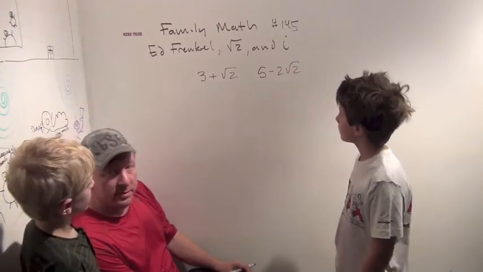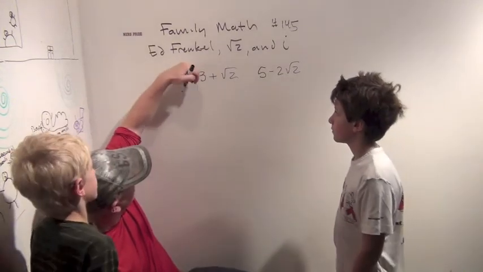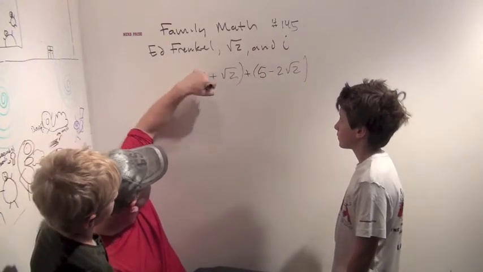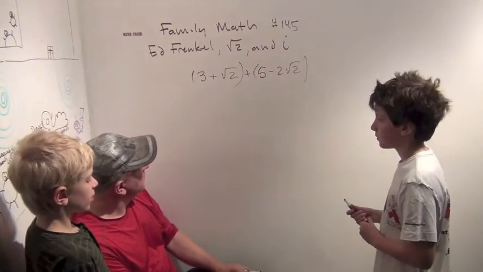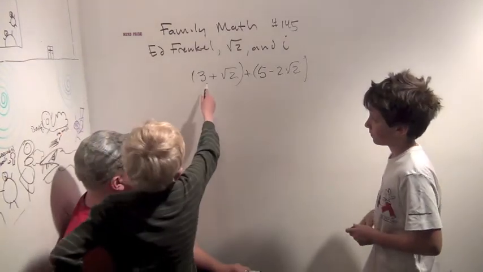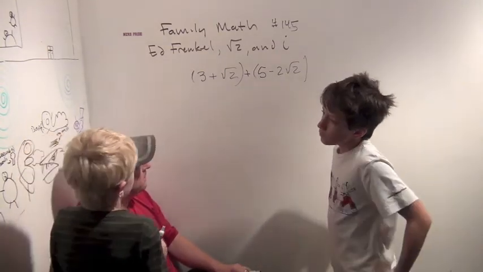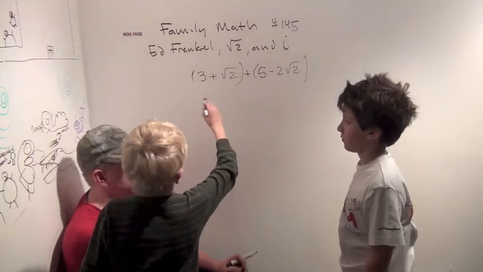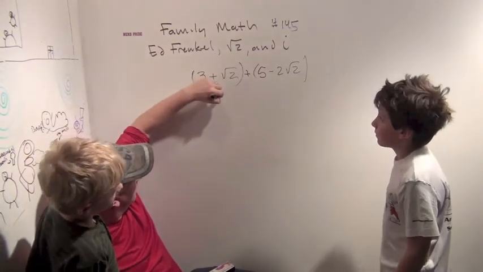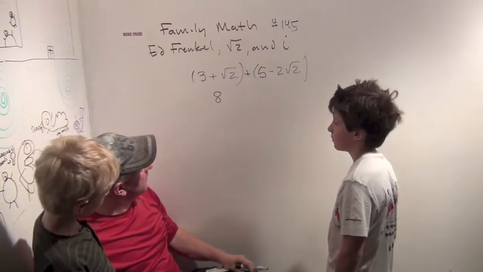Can you add those numbers together? What if I asked you, what is 3 plus the square root of 2 plus 5 minus 2 times the square root of 2? Maybe that would be 8, because you added the 3 and the 5, and then plus 3 times the square root of 2.